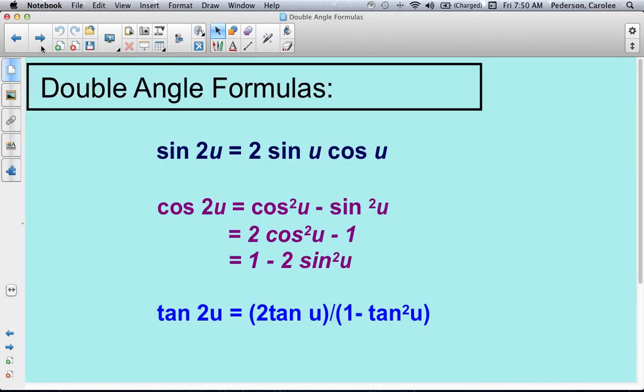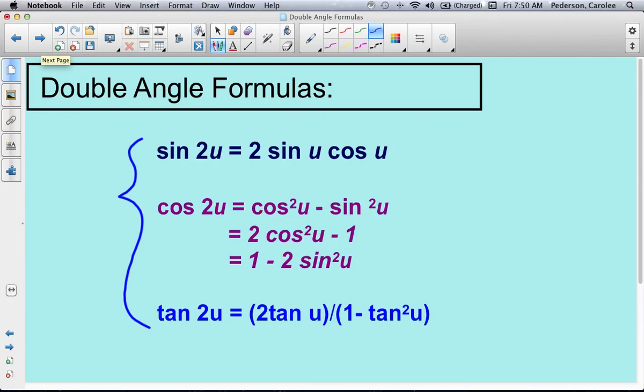The double angle formulas are here. If you want to pause and write them down in your notes. Notice that the cosine of 2u has 3 formulas.